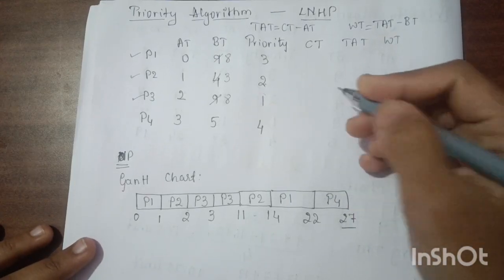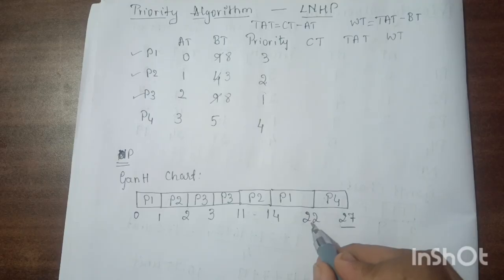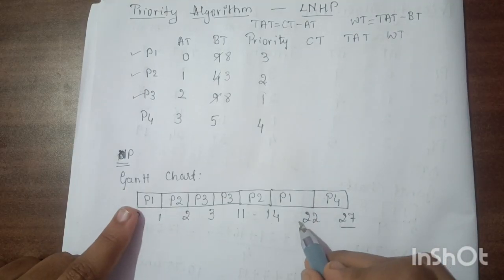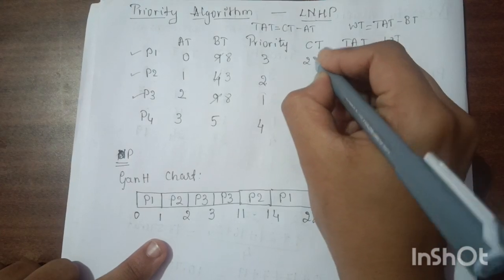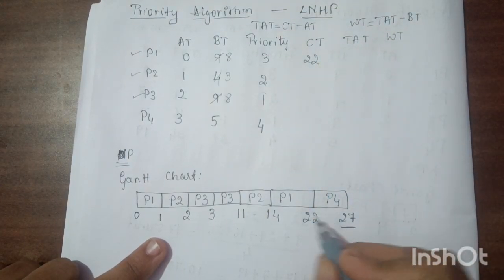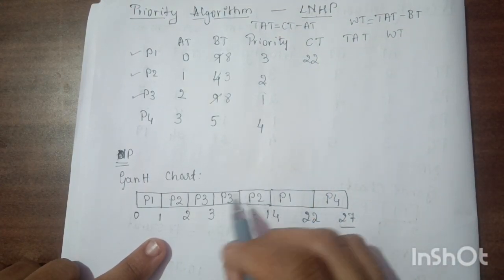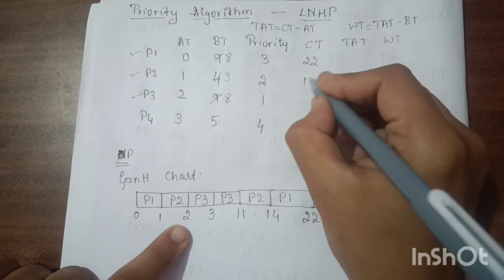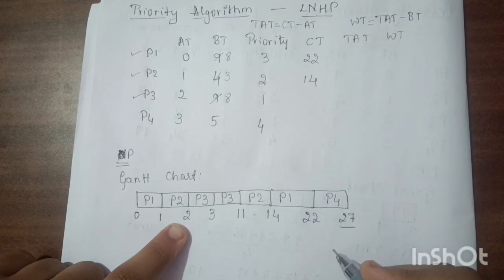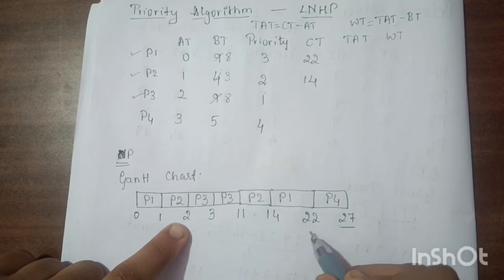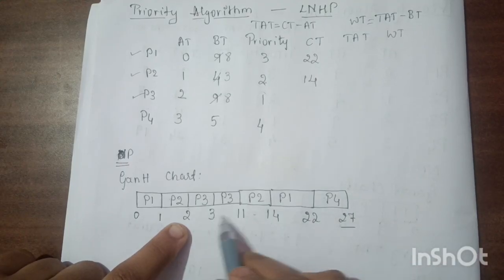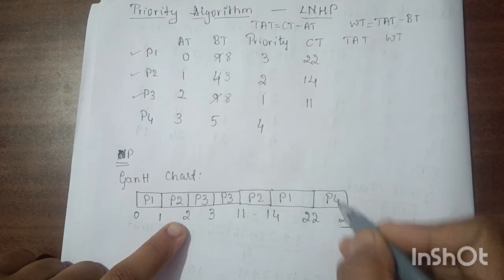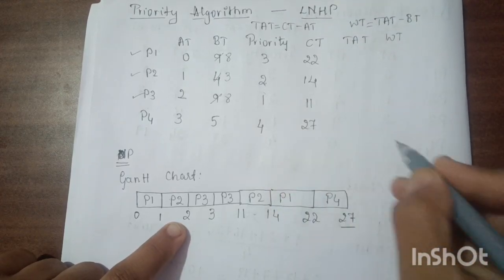So here the completion time for process P1 comes at 22, but not 1, because it still was remaining for execution. So I will take 22. Now coming to the next, process P2 has completed at 14 but not at 2, so I'll write it as 14. Next we have process P3 that completed at 11. Then process P4 completed at the 27th second.